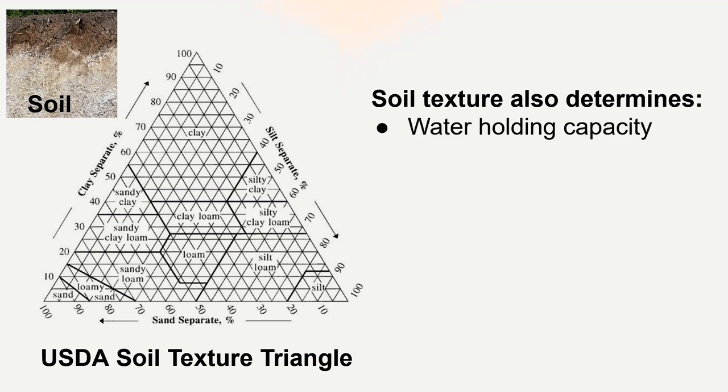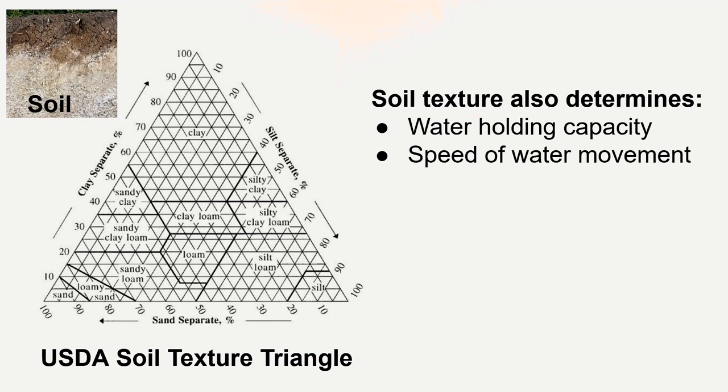So a sandy soil can hold a lot less water due to those adhesive and cohesive properties that we talked about last time. There's simply less surface area for water to adhere to, so that decreases its water holding capacity. Whereas a clay soil has a lot of surface area where water can adhere to, so clay soils tend to have much higher water holding capacity than sandy soils.